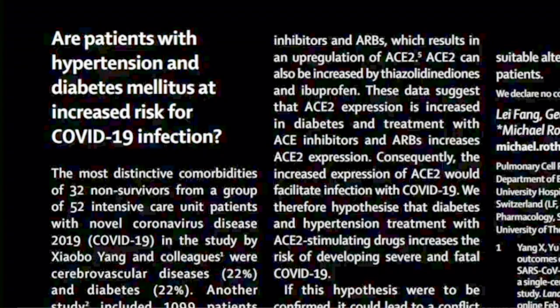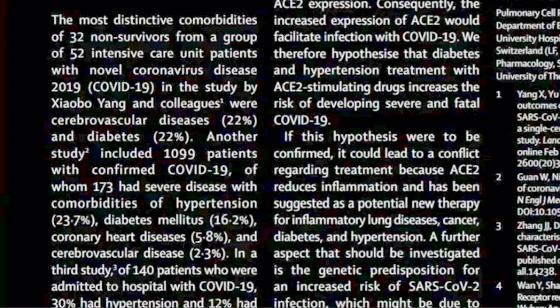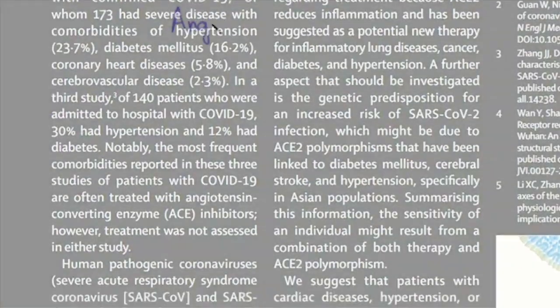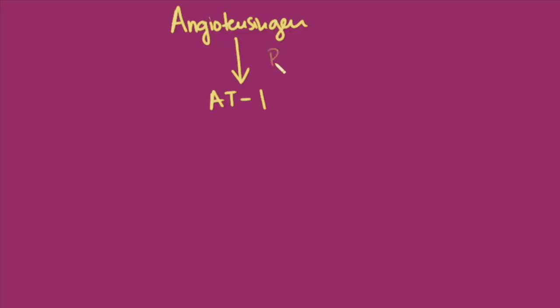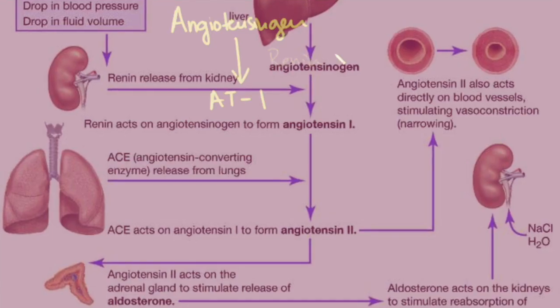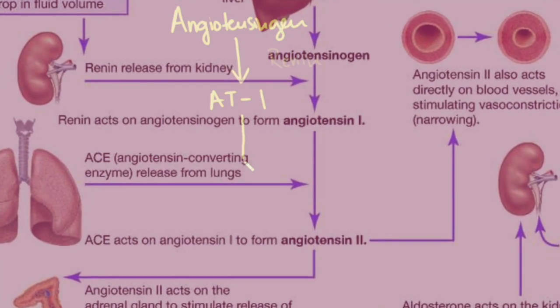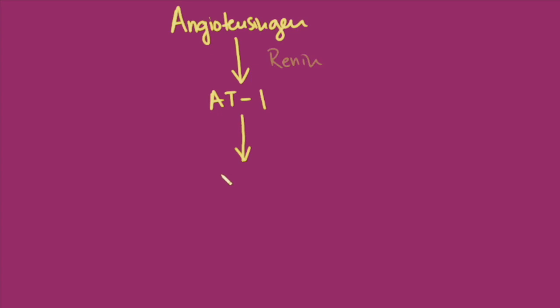And the question is, are patients with hypertension and diabetes mellitus at risk for COVID-19 infection? To understand this, you first start off with a hormone called angiotensinogen. And that is converted into angiotensin 1, which we'll abbreviate AT1. And that is done through an enzyme called renin that is produced by the kidney. Angiotensin 1 is then converted into angiotensin 2, and that is done in the lung by an enzyme called ACE.